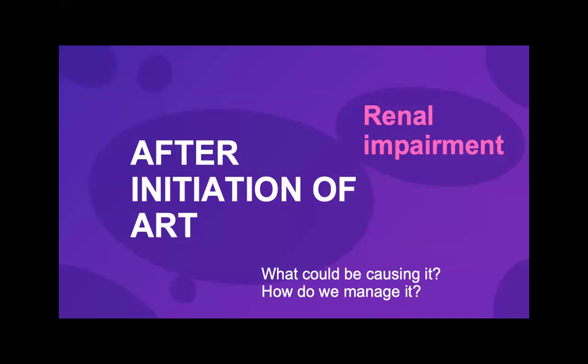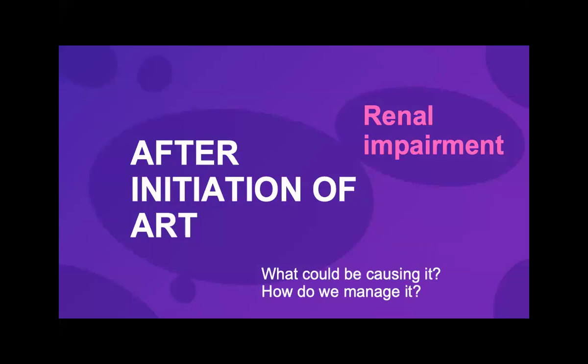So this case will help us to look at how we manage someone who develops renal impairment after starting ART. What could be causing it? How do we manage it? As in the first case, you should be looking at the history and exam to ensure there are no causes of an AKI. But in that history, an important nephrotoxin that we need to consider is the fact that she was recently started on tenofovir.